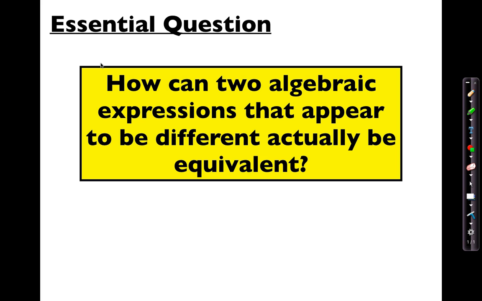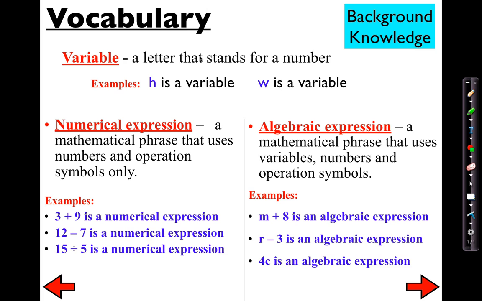Our essential question today is how can two algebraic expressions that appear to be different actually be equivalent? So that's what we're going to focus on today. The key thing is to understand with equivalencies, they will look different, but they can still represent the same exact value. Just in case you forgot, an algebraic expression is basically a mathematical phrase that uses variables, numbers, along with symbols. The difference between a numerical and an algebraic expression is numerical only has numbers and operations, and does not include variables.